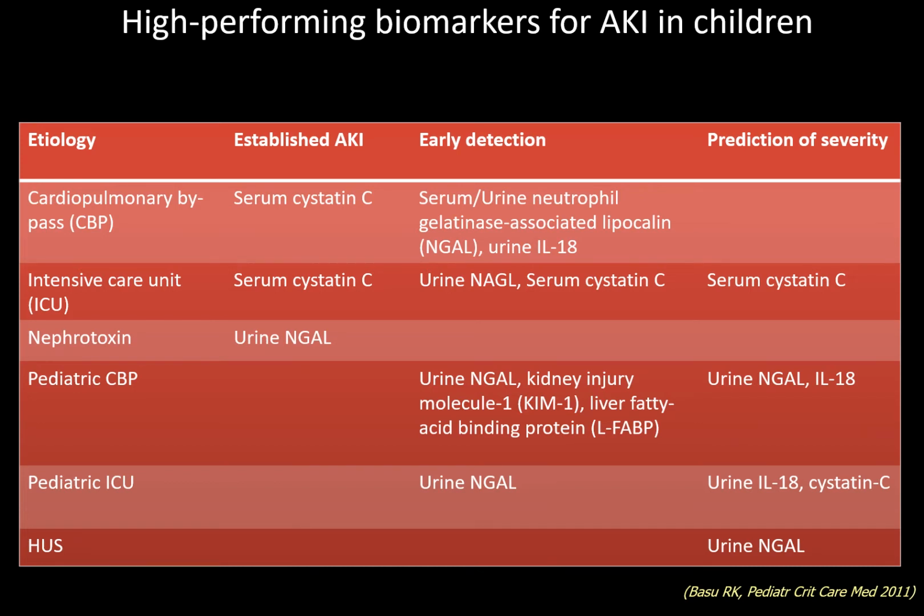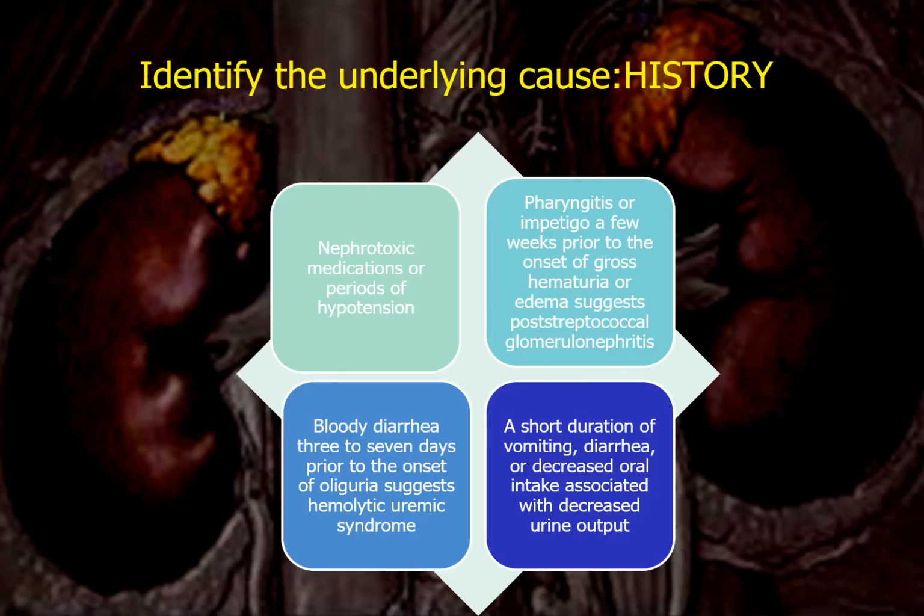A study that came out in 2011 showed some high-performing biomarkers for AKI in children. So you see here serum cystatin C and urine NGAL. Once the diagnosis of known or suspected AKI is made, further evaluation is focused towards identifying the underlying cause. So you do a very good history and physical examination.